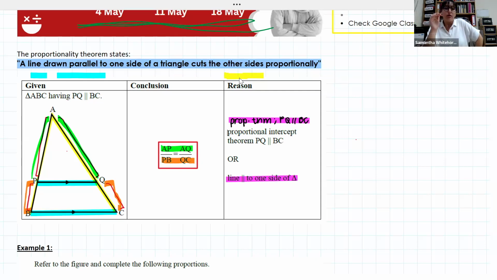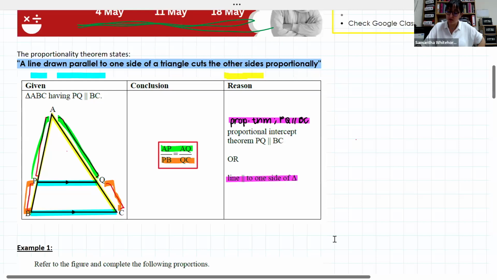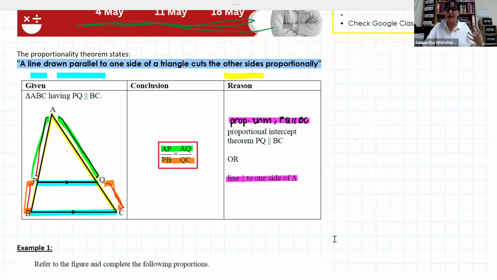So it's on Google Classroom for you guys. It's there for you to learn. You do with it what you will. Right, I'm just going to wait here in case you guys want to take a screenshot. And then we're going to have a look at our first example where we actually now use this prop theorem in finding unknown side lengths.